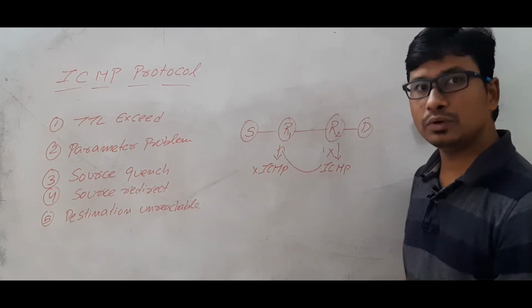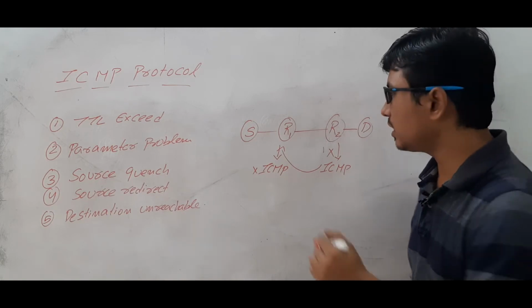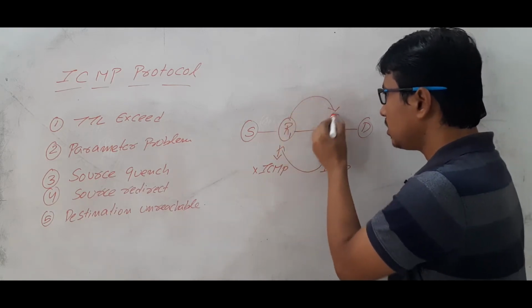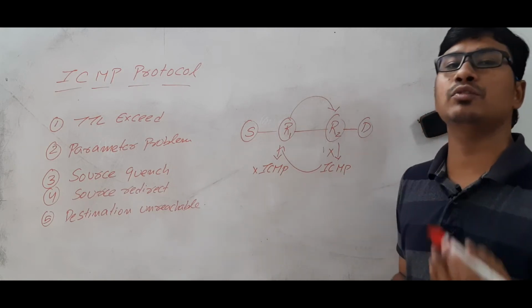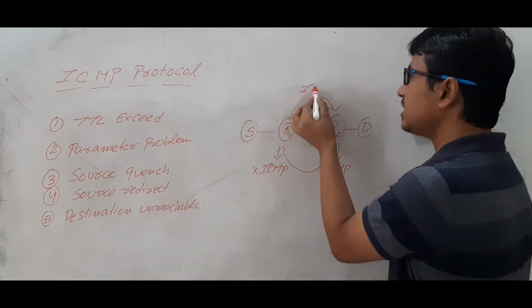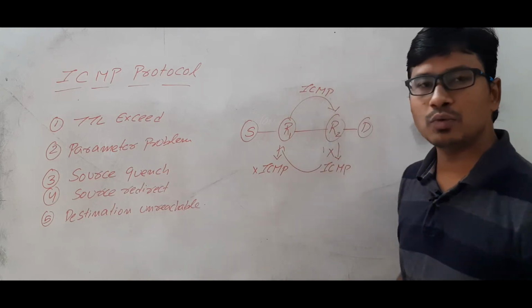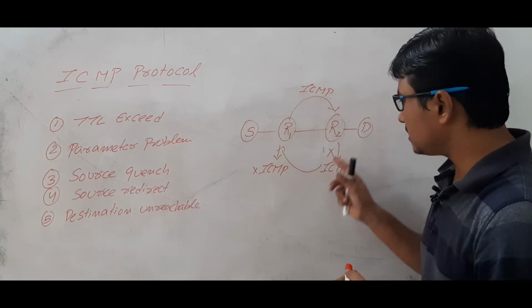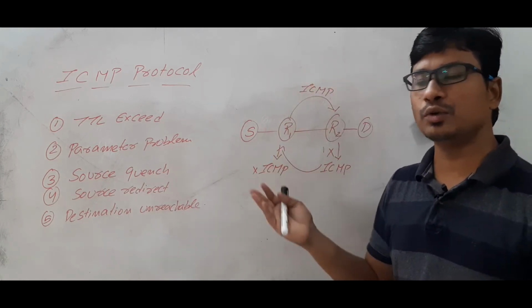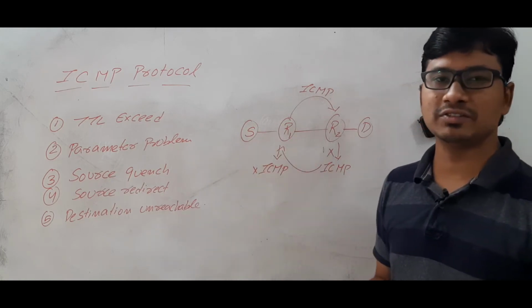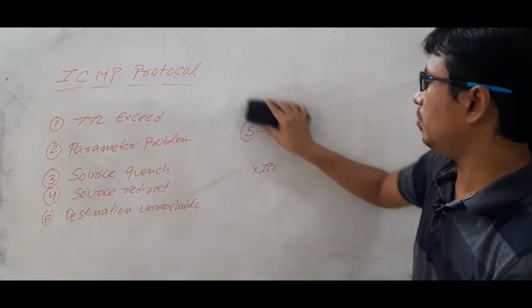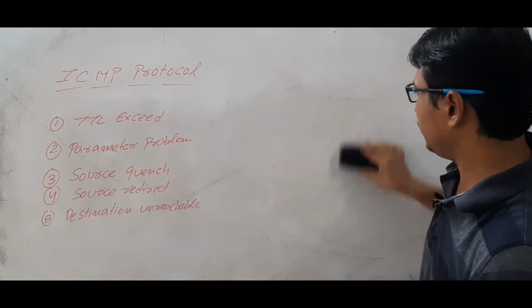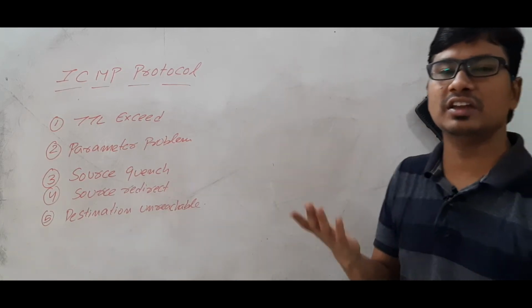Now what will it do? Once it has dropped the packet, it has to provide feedback to the router R2: I have dropped your packet. Again it will generate an ICMP packet. So what is happening? These ICMP packets are going in a loop, and finally the source is not receiving that information. Are you able to understand? If you are doing it like this, the traffic in the network will increase.